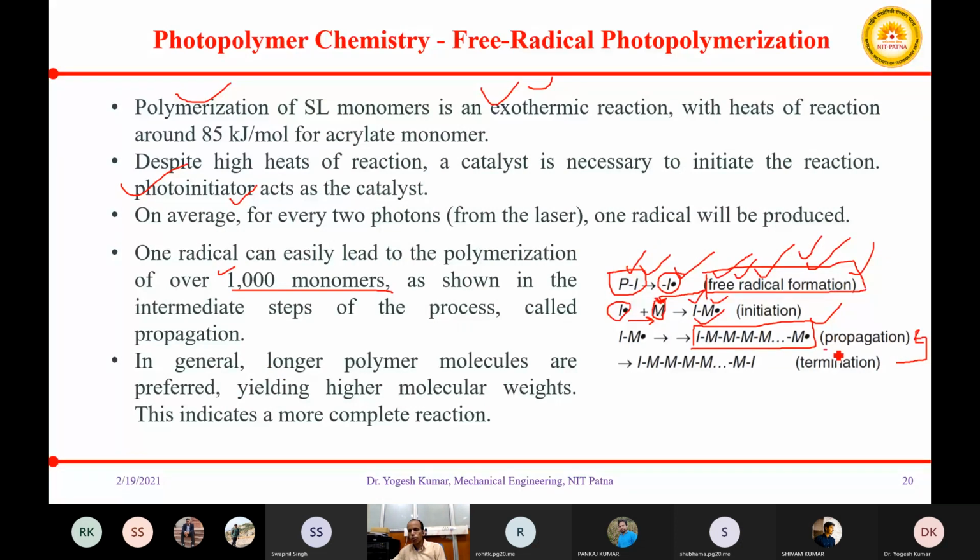So this process after propagation is followed by termination, and we will be discussing how this termination takes place in the case of free radical polymerization. In general, longer polymer molecules are preferred because these yield higher molecular weights. This indicates a more complete reaction. Up to this point, I hope you could understand how propagation takes place. Propagation is the increment in your polymerization.